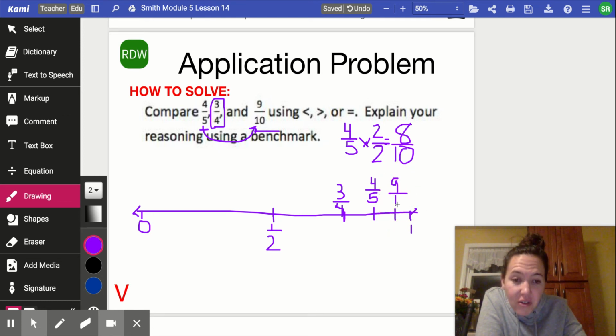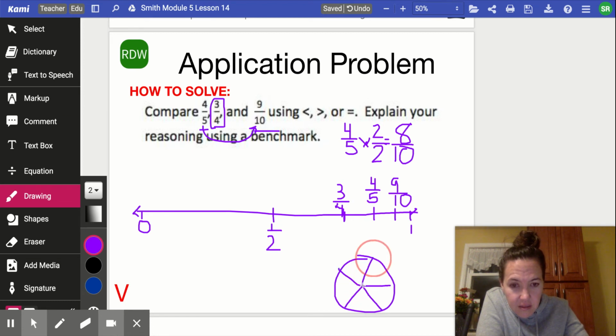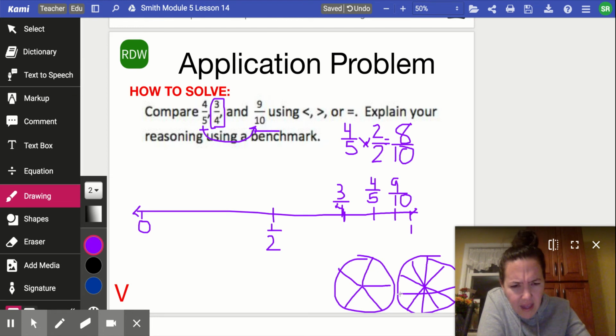Now here's the other really cool way that you could have figured this out. I want you to think of a piece of cake, a whole cake, and someone split it into 5 parts. Okay, now think of another cake. And someone split this cake up into 10 parts. I'm going to do my best here. All right, let's see. 1, 2, 3, 4, 5, 6, 7, 8, 9, 10.